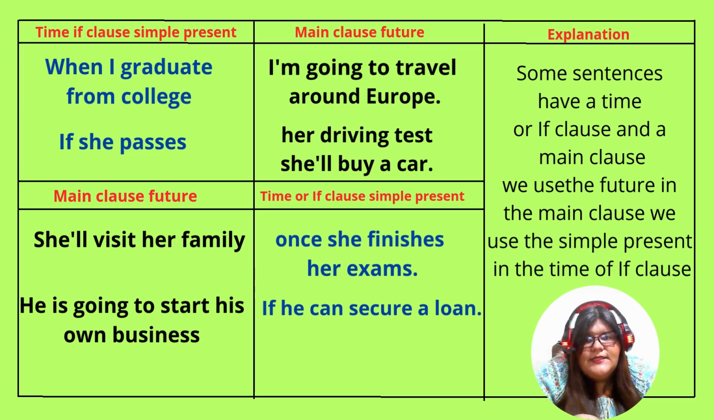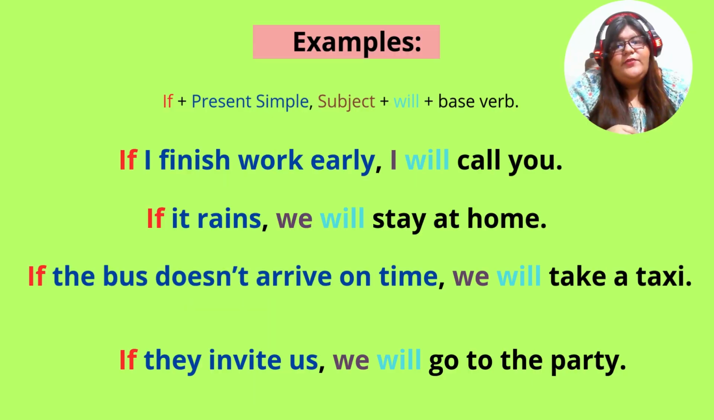We will see later this verb. That is another verb, can, but this is a little more advanced level. But don't worry, we will cover it later. So now let's see more examples. We have here one structure: if plus the present simple, plus the subject plus will plus the base form of the verb.